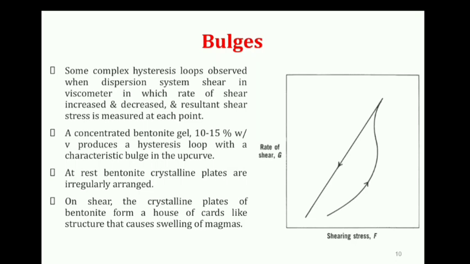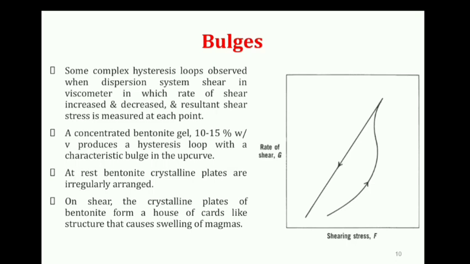Now some characteristic rheograms you are obtaining. First it is bulges. Some complex hysteresis loops are observed when the dispersion system is sheared in the viscometer, in which the rate of shear increases and decreases, and the resultant shearing stress is measured at each point.